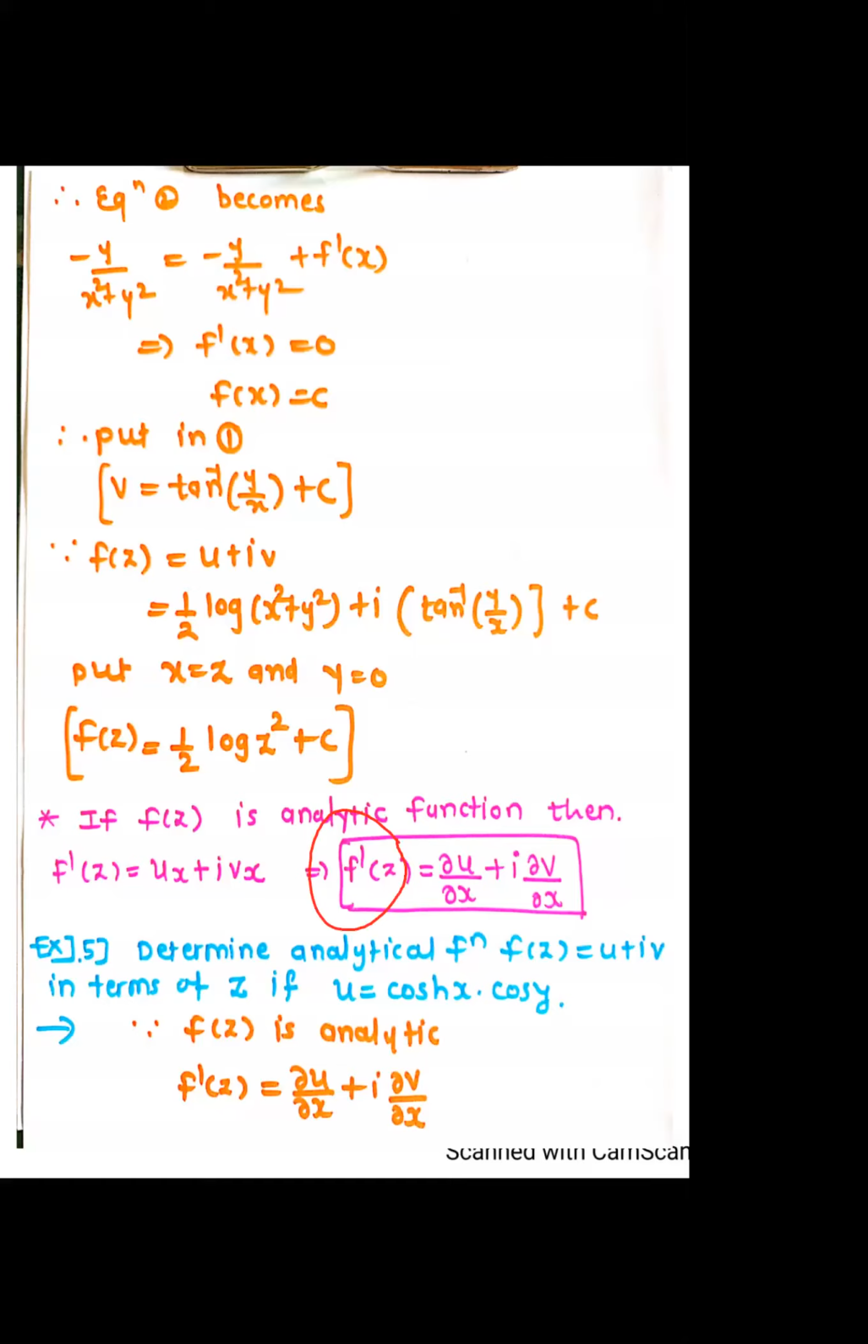Okay, we'll find f dash of z. Once you get f dash of z, integrating you will get f of z. So now see the example. In this example also, what they ask here: determine the analytic function f of z in terms of z, if u equal to this, means u is given.